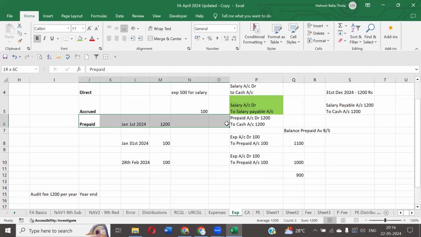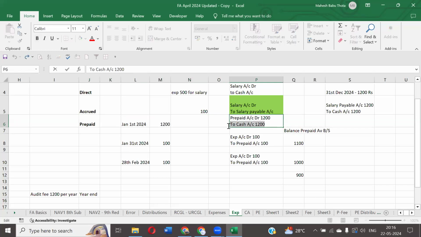Then let's come back to the prepaid. We are writing this entry: prepaid account debit, cash account credit. Now tell me, are we going to have an impact on NAV? We have paid the expense on 31st December, as a prepaid and cash account, so the cash balance will be reduced. Cash is going out.